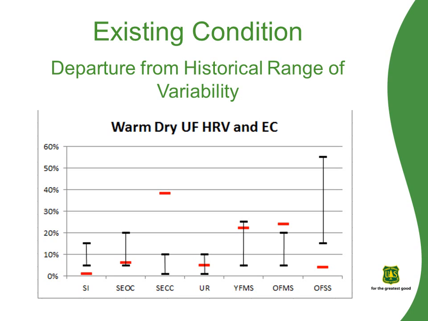This chart shows how our current conditions in Magone relate to the range of historic variability. The stem exclusion closed canopy, or SECC, is far higher than the historic range. The old forest multistory is also a bit above historic range, while old forest single story is below the historic numbers.